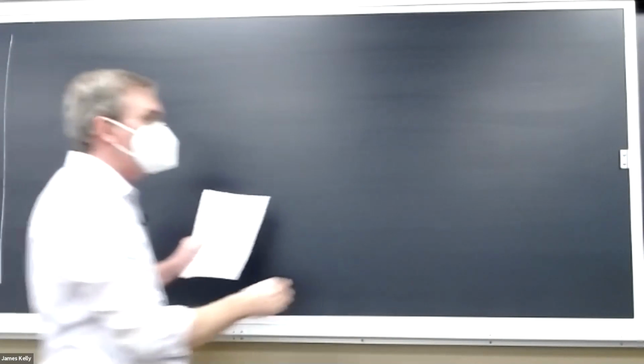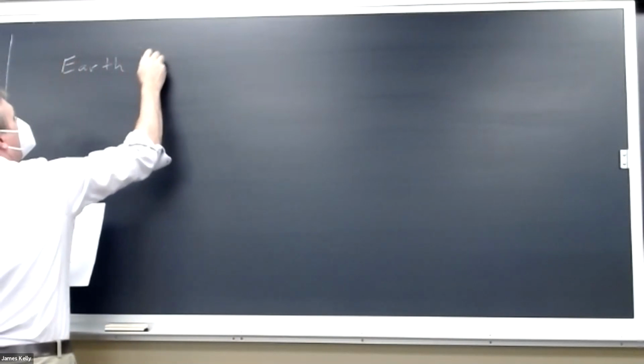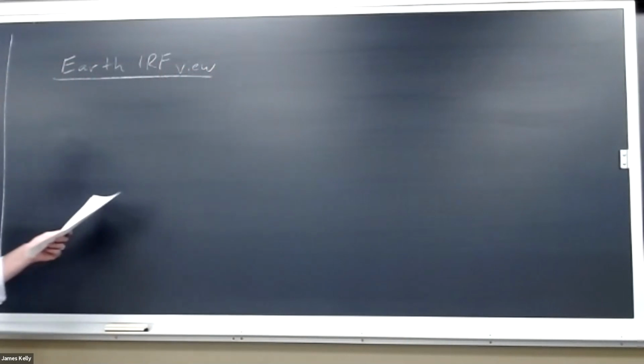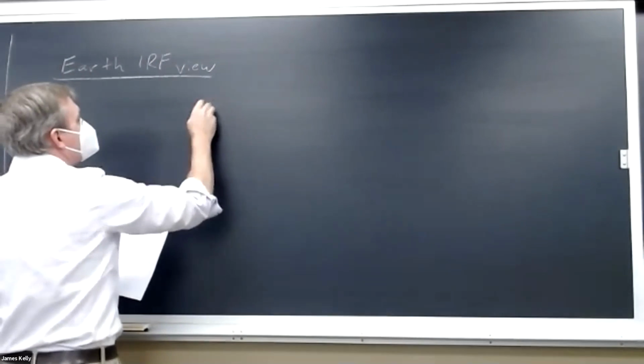So the worksheet says Earth sends a crew on a spaceship to planet X. Okay, let's draw it. Let me just make sure I know exactly where the edges of what you guys can see on Zoom are. It looks like right there is the edge. So I'm going to draw a picture of what's happening in the Earth IRF view. That's what's shown on the left in part A of the worksheet. Here is Earth. Here is planet X.